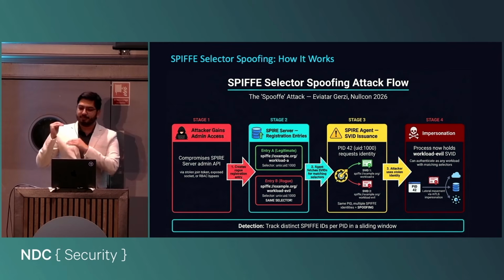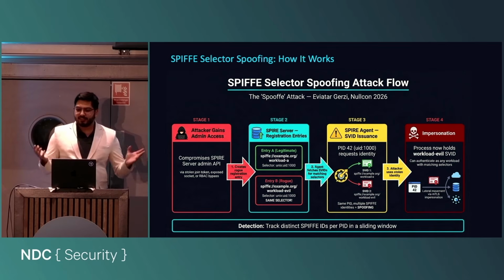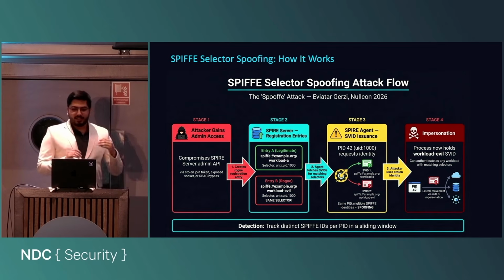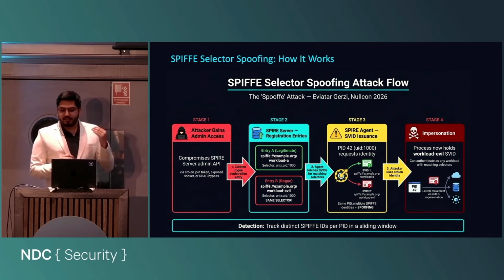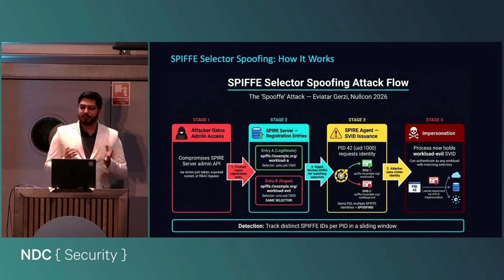It has the same PID, same UID, but now it gets two identities. The Spire agent itself can't really tell the difference. At stage 4, the attacker holds a valid SVID for someone else's workload. And with this now, they can do lateral movement via mutual TLS impersonation.